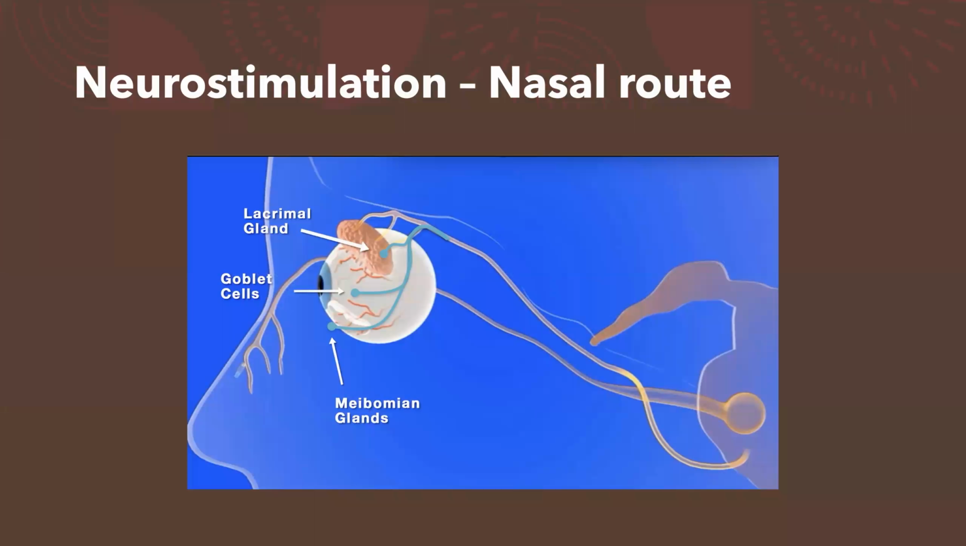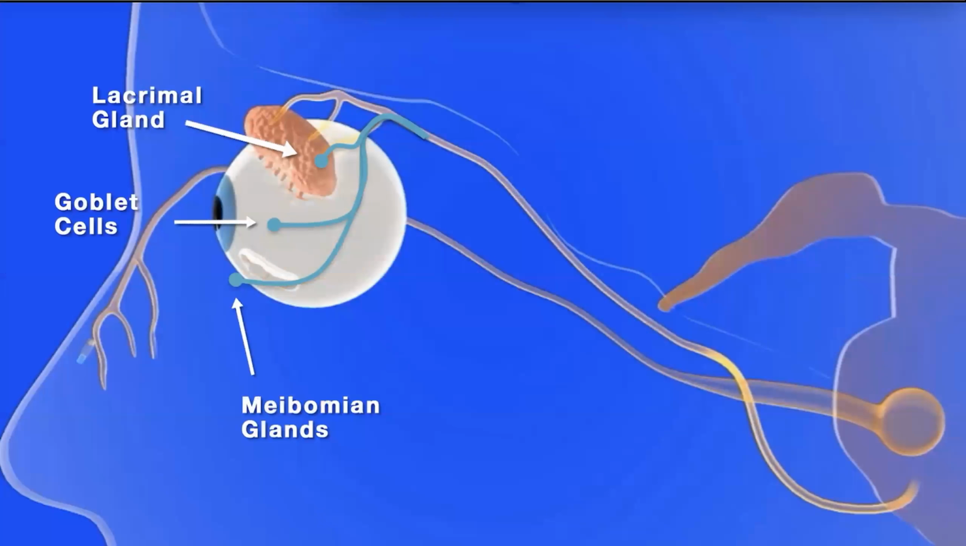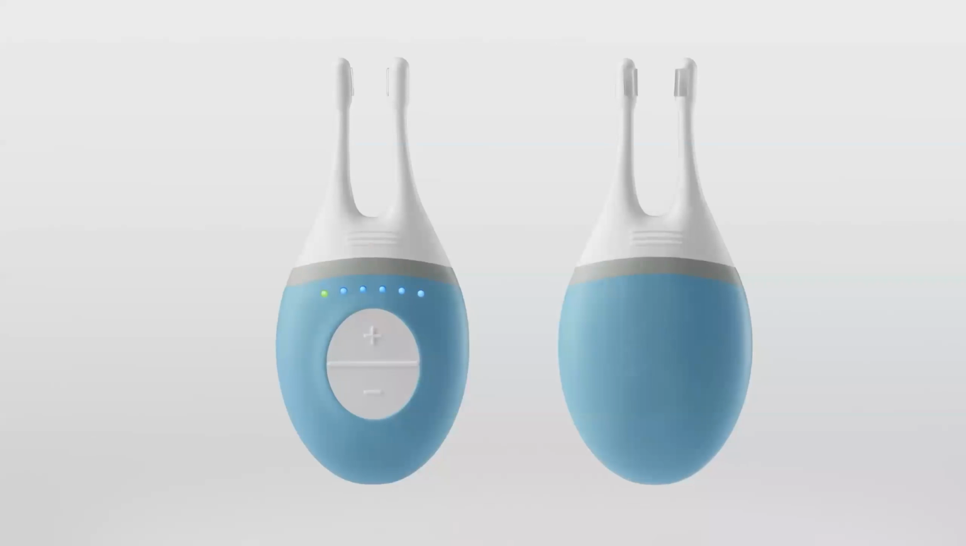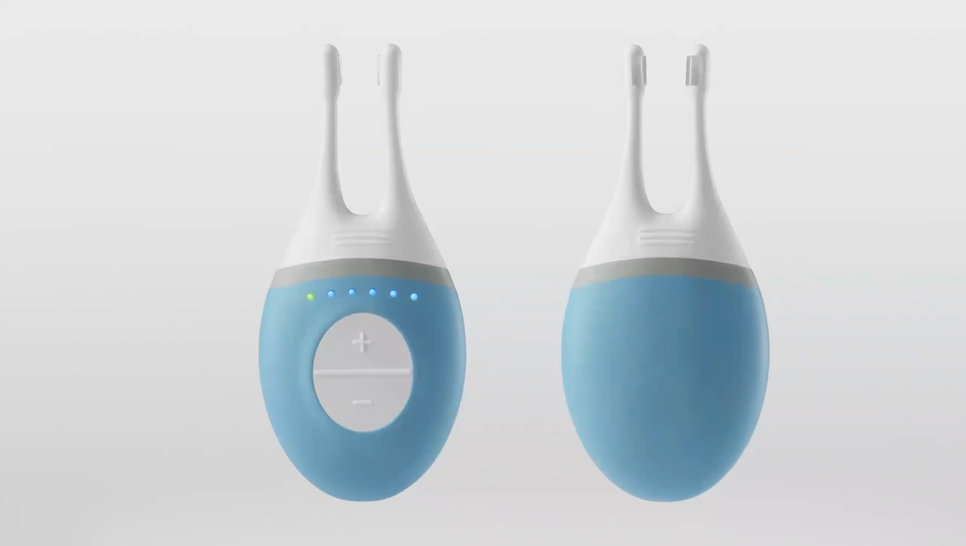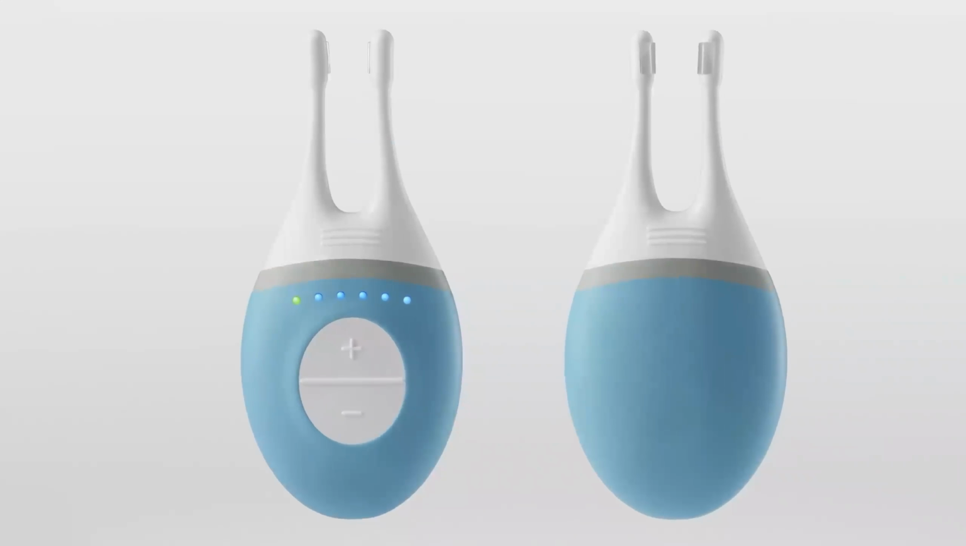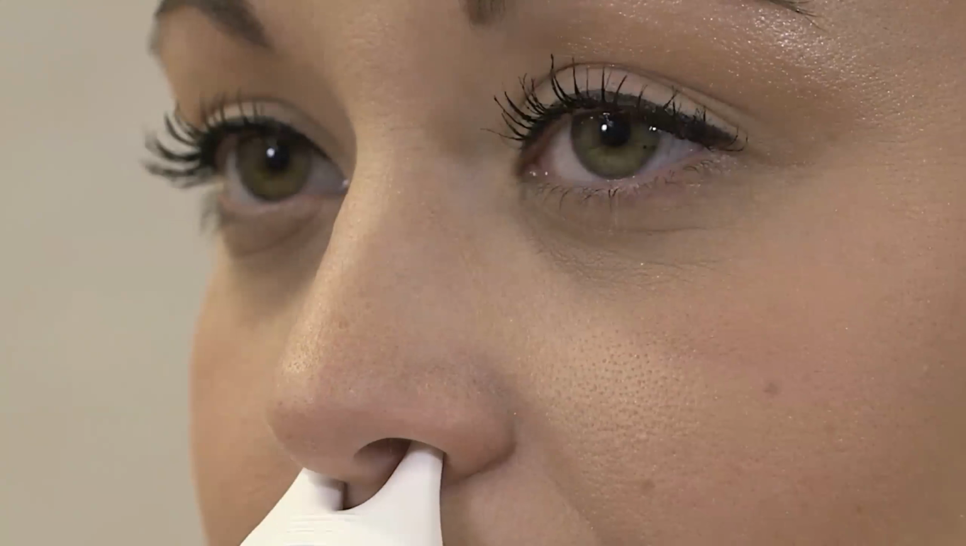Finally, we have neurostimulation, in which, with the help of neural stimulation, it will indirectly stimulate the lacrimal glands to produce more tears into the eye. This is how it will look. You can adjust the sensation you want to create in the nose. Once that is kept in the nose, it will slowly start to stimulate and you'll start to have tears produced into the eye through this mechanism.